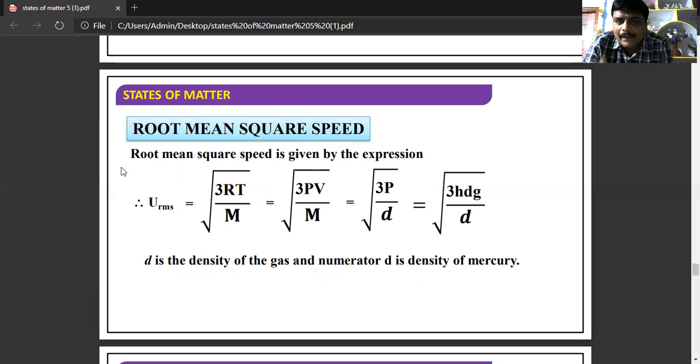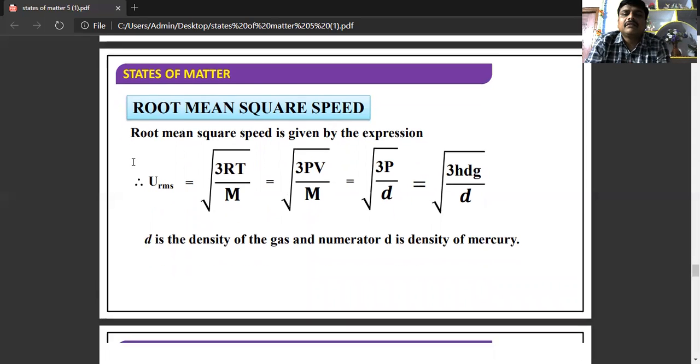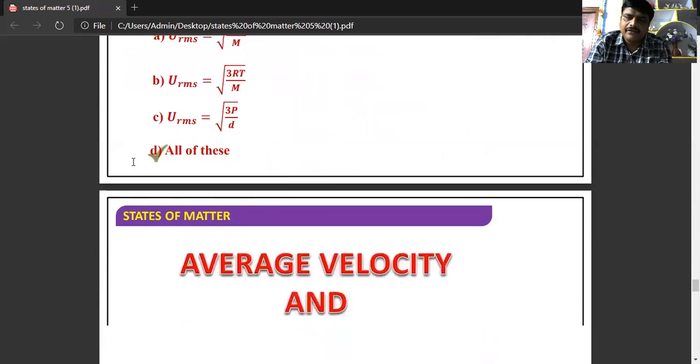We know that V by M, since density is equal to mass per volume, is 1 by d. So that is equal to root of 3P by d, and that can be equated to root of 3 hdg by d, because P is equal to hdg, where d is the density of gas and D is the density of mercury.